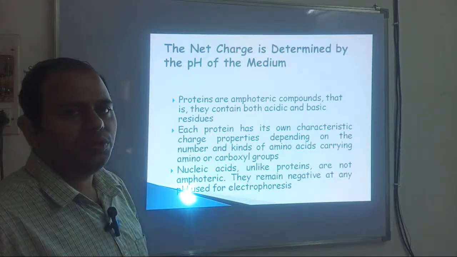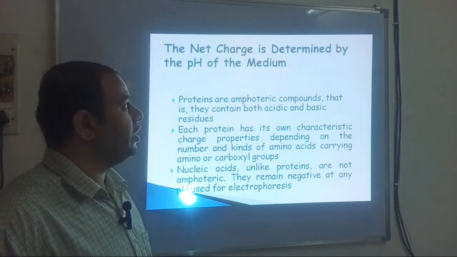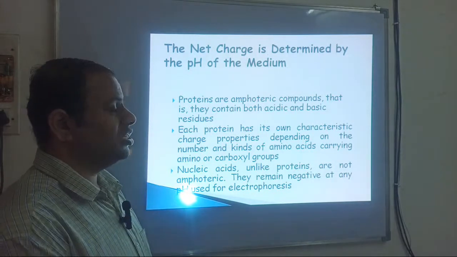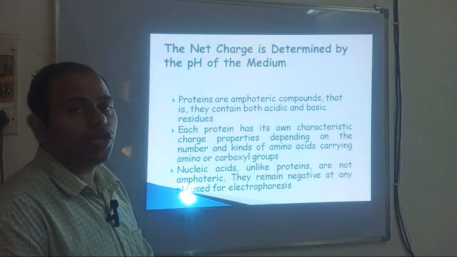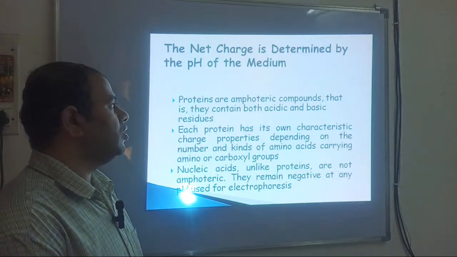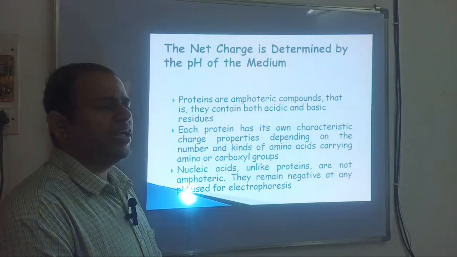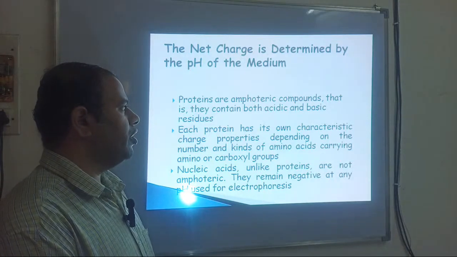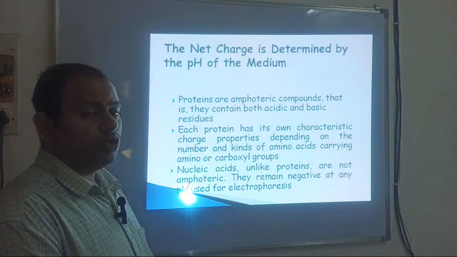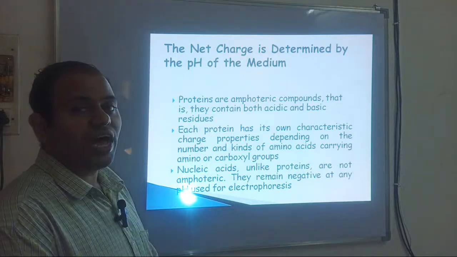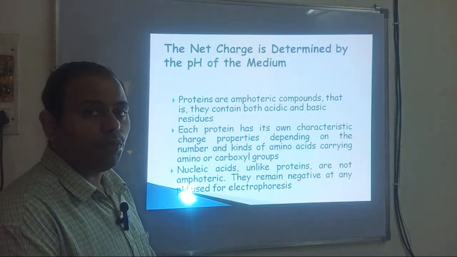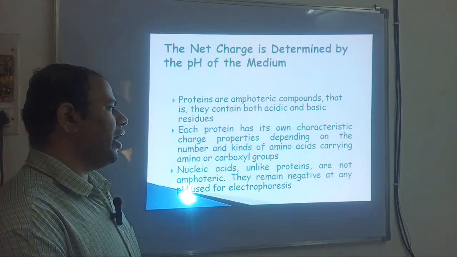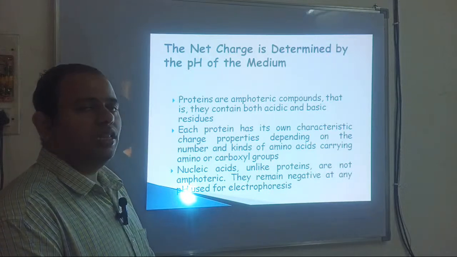The net charge present on the protein molecule is also dependent on the pH of the medium. This is especially important in case of protein molecules if you are separating them by electrophoresis. Now, why are proteins amphoteric in nature? They can have a positive charge or a negative charge. Therefore, you should realize the type of charge present on the protein you are separating. Depending on the number and the kinds of amino acids it is carrying, the charge is different.